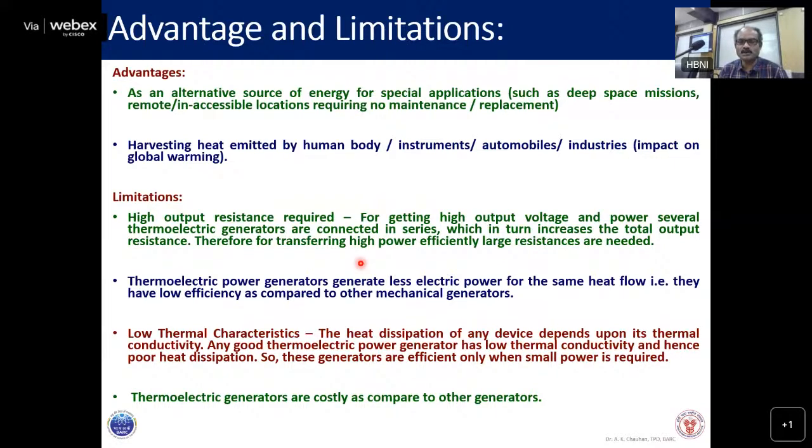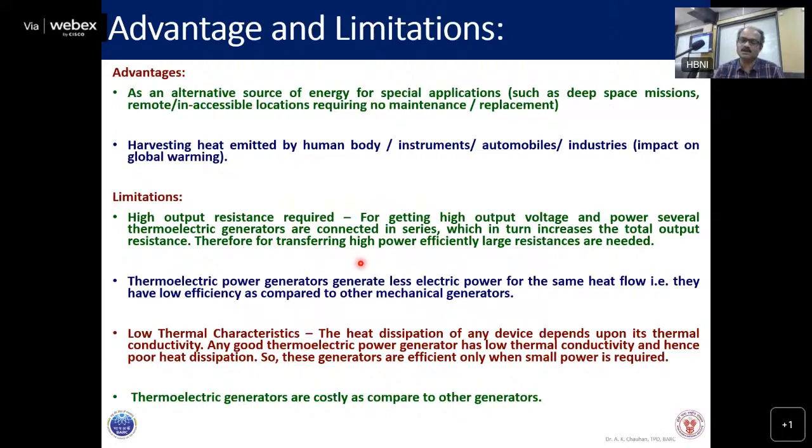Then, low thermal characteristics. The heat dissipation of any device depends upon its thermal conductivity, and any good thermoelectric power generator has low thermal conductivity and hence poor heat dissipation. So these generators are efficient only when small power is required.